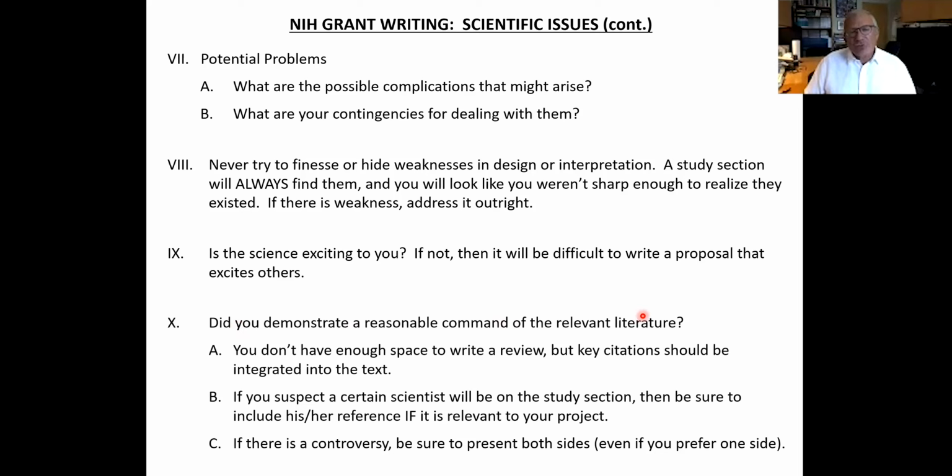Did you demonstrate reasonable command of the relevant literature? You need to show scholarship. Now, you don't have enough space to write a review, but key citations should be there. Again, if you suspect a certain scientist will be on the study section, certainly if they have relevant references, include them. And if there's a controversy in the field, and there normally is, be sure to present both sides. Even if you prefer one side, try to maintain an objective voice.